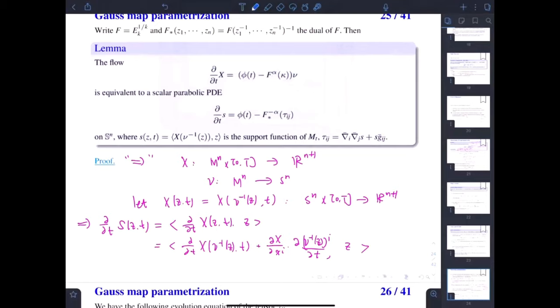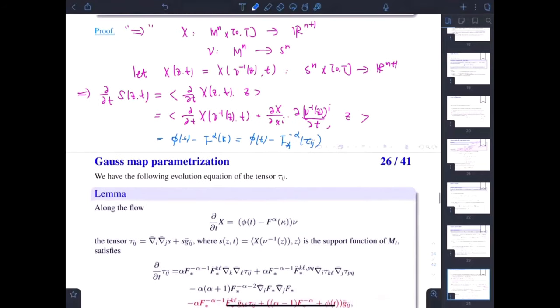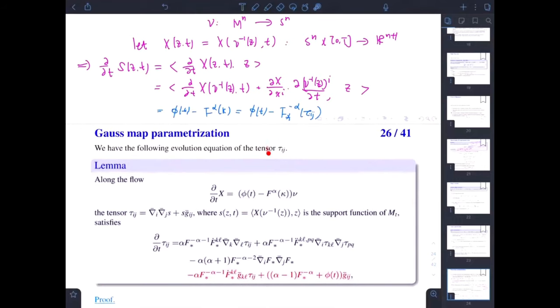So finally we get this is the function here, inner product with z. It is equal to phi t minus f alpha of kappa. And we can rewrite this as phi t minus f star minus alpha of tau_ij. So we can convert the curvature flow for convex hypersurface to this scalar parabolic PDE of the support function s. And moreover, we can also compute the evolution equation of the tensor tau_ij, and this will be used to show that the convexity is preserved, because the eigenvalues of the tau_ij are equivalent to one over the principal curvatures.